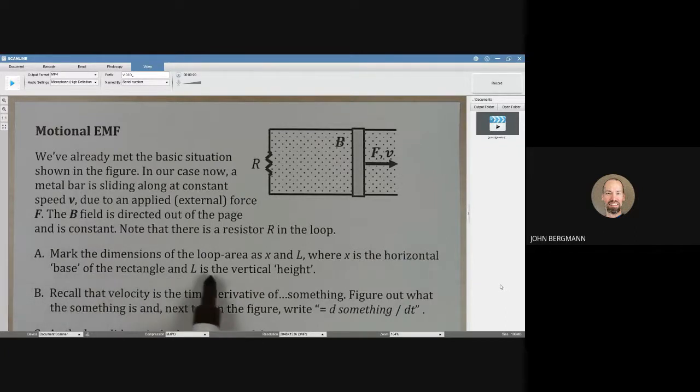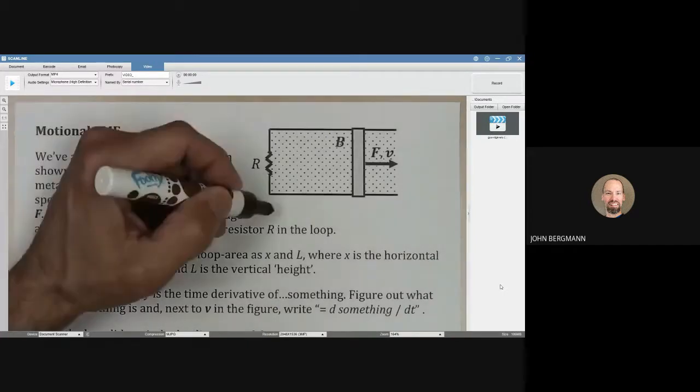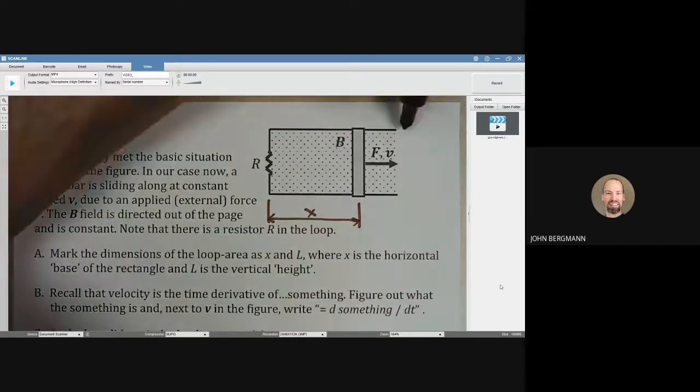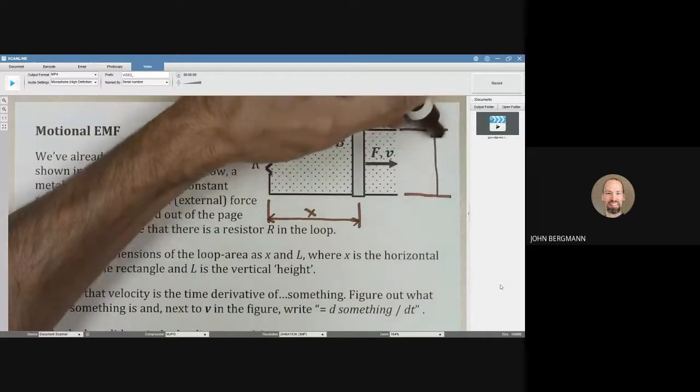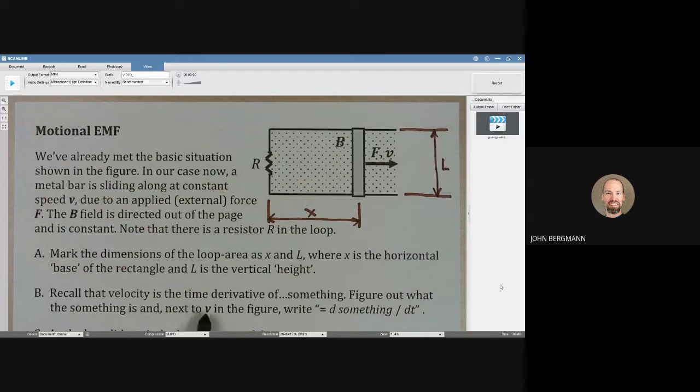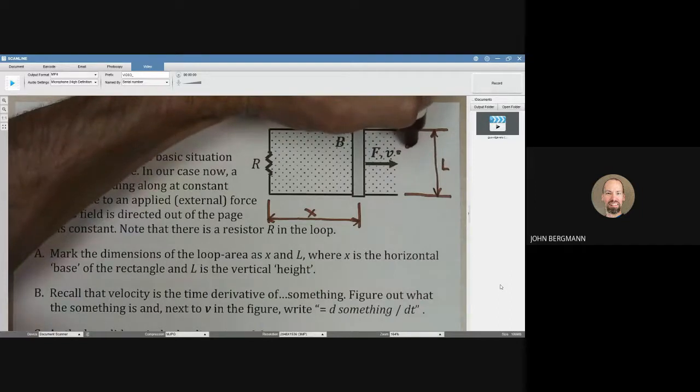Mark the dimensions of the loop area as x and L, where x is the horizontal base of the rectangle and L is the vertical height. So x is right there, and L is that right there. Recall that velocity is the time derivative of something. Figure out what that something is, and next to v in the figure, write d something dt. Velocity, we recall, is dx dt.